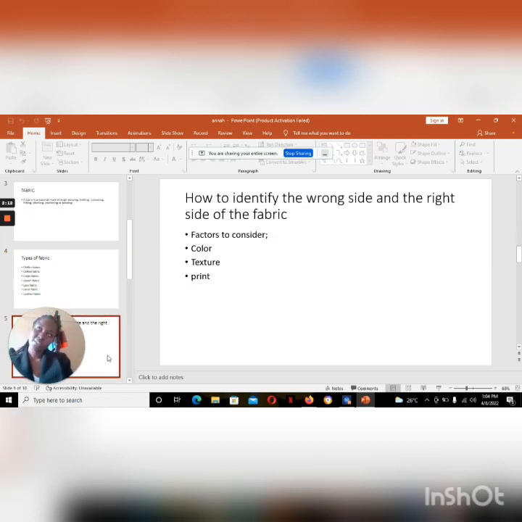So we're going to study how to identify the wrong side and the right side of a fabric. There are factors to consider while identifying. The first factors are color, texture, and print. Those are the main factors to consider while identifying the sides of the fabric. Okay, you have an idea about color. Lynn, color with identification of the wrong side and the right side of the fabric.